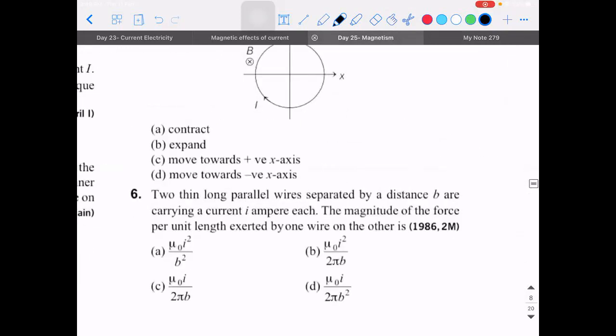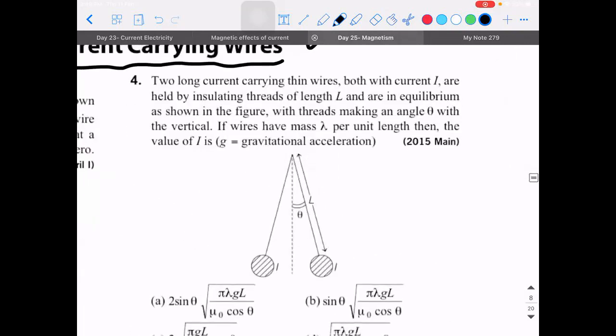Next. We'll do the fourth one. So do the fourth one, tell me. So there are two long current carrying thin wires, both with current I, held by an insulating thread of length L and are in equilibrium as shown in the figure, with the threads making an angle theta with the vertical. If the wires have mass per unit length lambda, then the value of I is how much? Value of I means the value of current is how much?